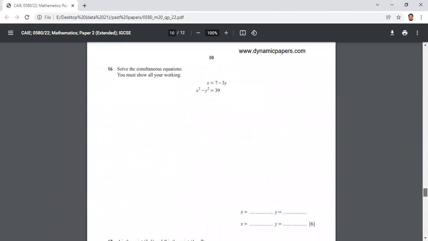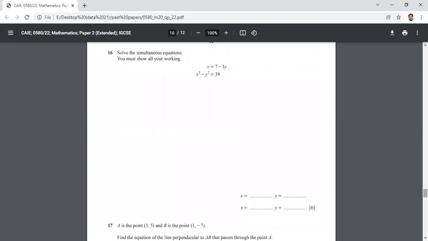The next question is about simultaneous equations. Solve the simultaneous equations. You must show all your working. Right now one is linear and one is quadratic. So what we do when we have such a simultaneous equation, we take the value from the linear and substitute it in the quadratic. Okay, so let's see how we simplify to get the answer.